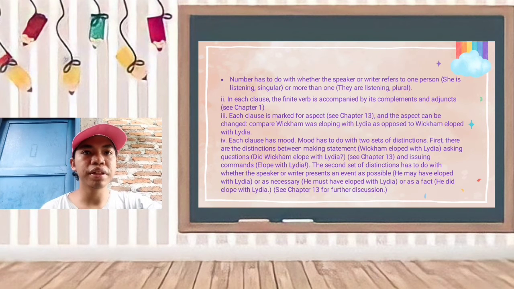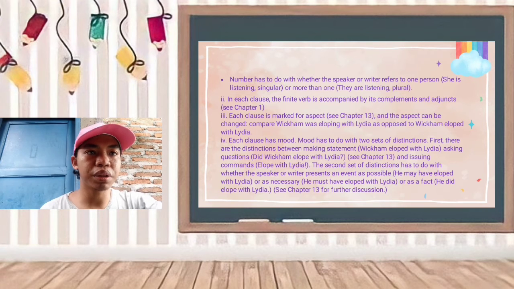In each clause, the finite verb is accompanied by its complements and adjuncts. See chapter 1. Each clause is marked for aspect, and the aspect can be changed. Compare Wickham was eloping with Lydia as opposed to Wickham eloped with Lydia. Each clause has mood. Mood has to do with two sets of distinctions. First, there is the distinction between making a statement: Wickham eloped with Lydia; asking a question: did Wickham elope with Lydia?; and issuing a command: elope with Lydia.